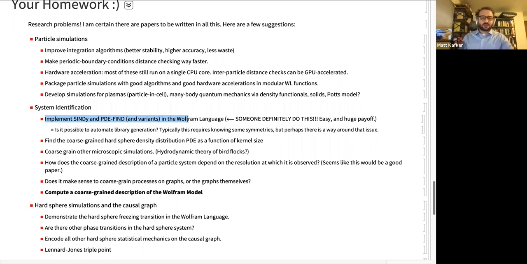You'll get a lot of props, and that'll be great. And it may even be possible to do something like automate your library generation. That's a harder problem because it requires a certain amount of knowledge about the problem at hand, but maybe you can figure something out. I don't know.